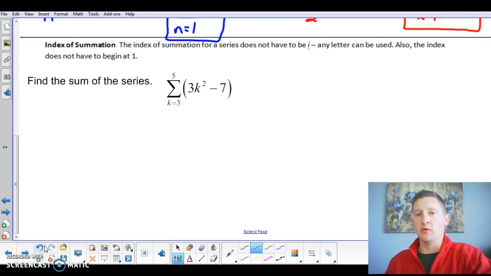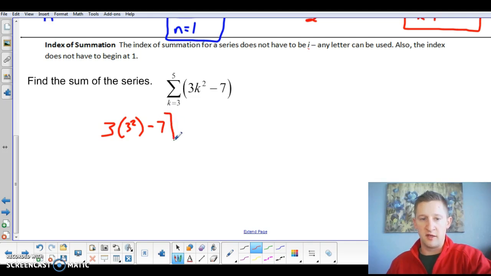The final thing that we're going to do is find the sum of a series. So given a sigma notation, we're asked to find the sum of the series from the third term to the fifth term, with each term being found using this rule, 3k squared minus 7. What this means is I'm going to take 3 and plug it in. So 3 times 3 squared minus 7.